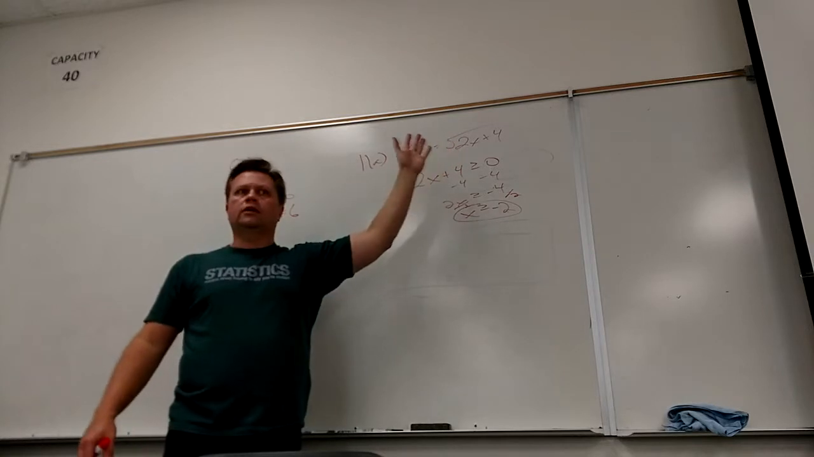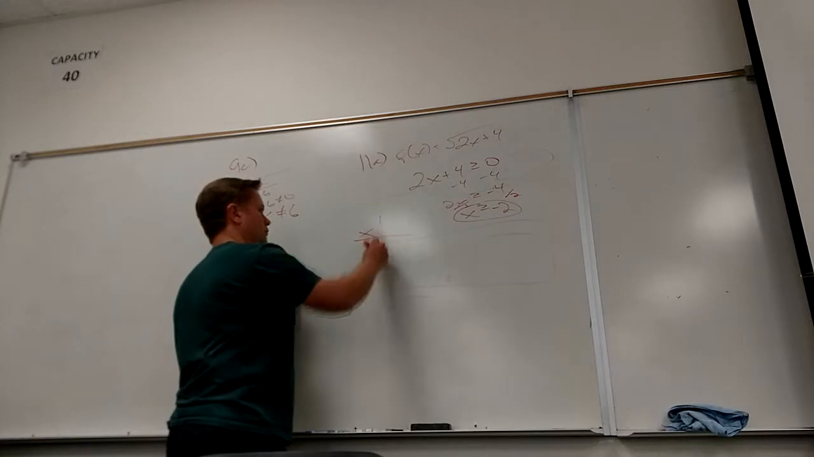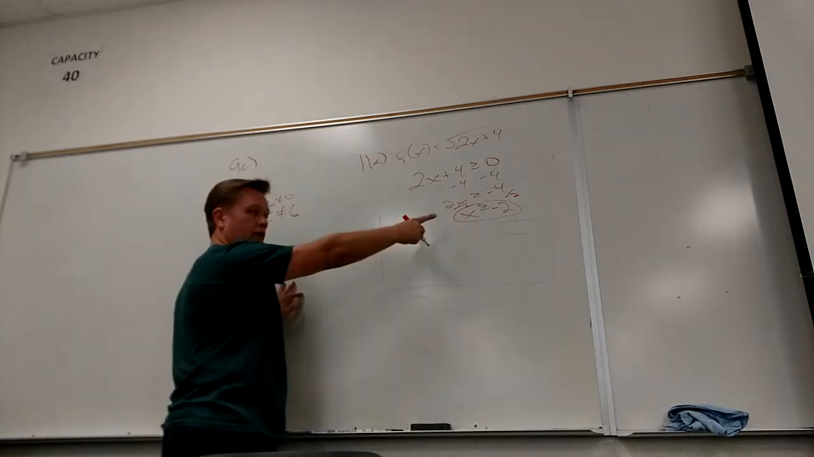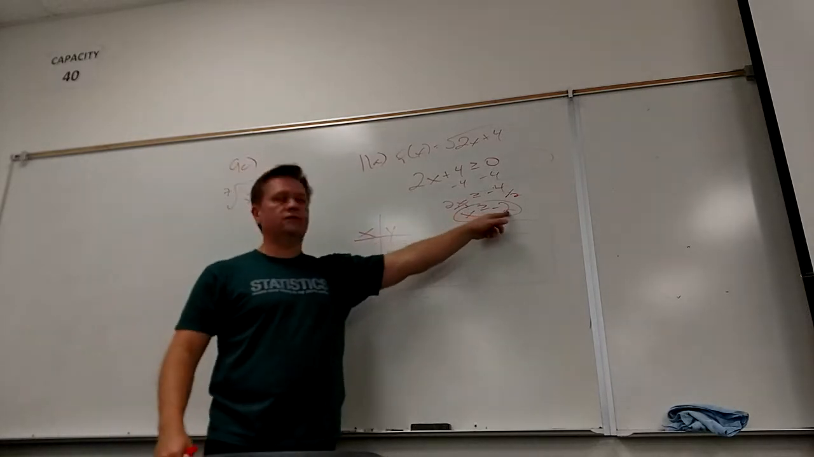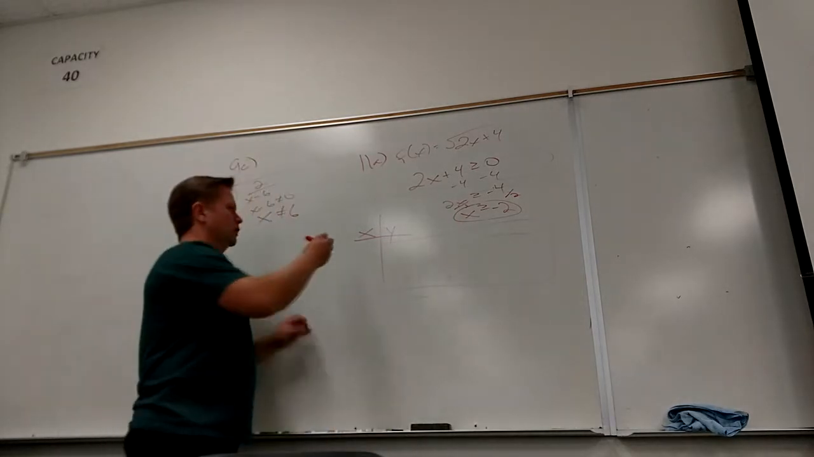So now what can I do? I can make an xy table. What's the lowest x I want to use? Negative 2, we just figured it out. It's got to be at least negative 2. All right, let me use negative 2. What happens when I put a negative 2 in there?